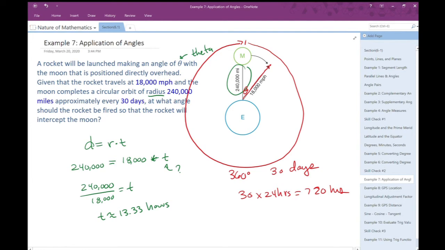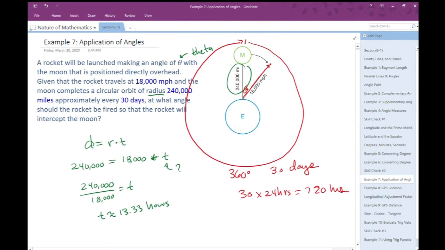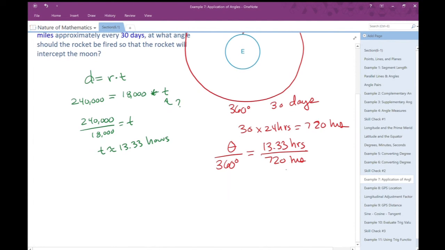So we're going to create a proportion. We don't want to have the moon go all the way around. We want to intercept it right here. So our angle theta over the 360 degrees that the moon travels around the Earth equals 13.33 hours, that's how long it takes our rocket to get up to the altitude of the Earth, over the 720 hours that it takes the moon to revolve around the Earth. And if we cross multiply, 720 times theta is equal to 360 times 13.33.